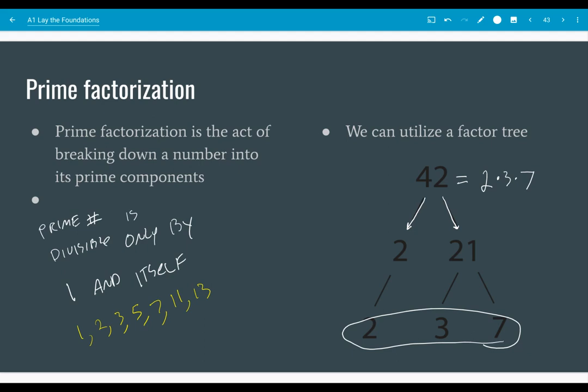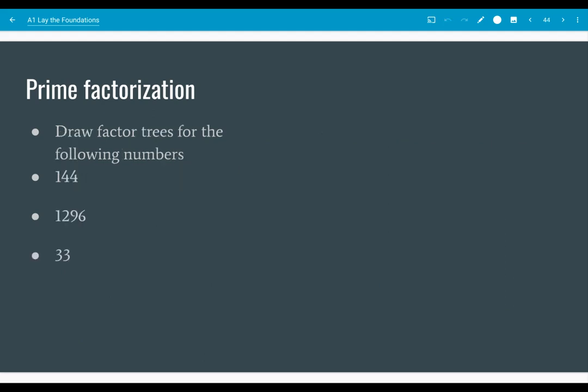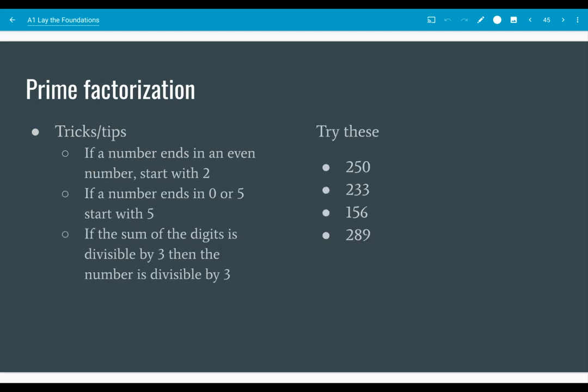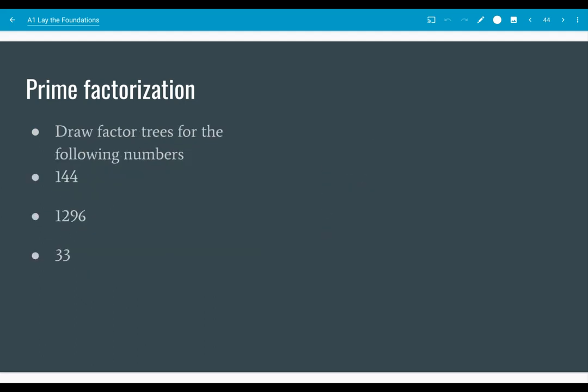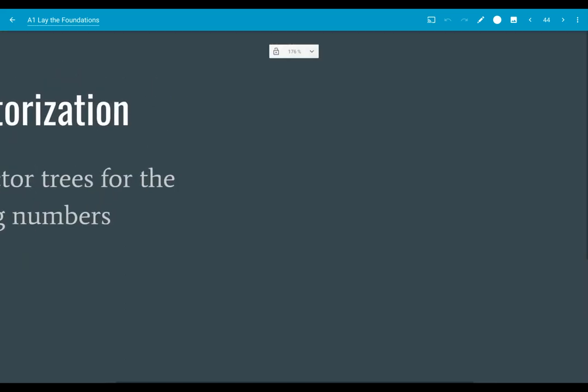Prime factorization is really going to help you, especially given that part of the end of course exam is without a calculator. So knowing your prime factorization will help you, especially with division. Okay, so let's look at these factor trees. Let's work through these. So let's start with 144.